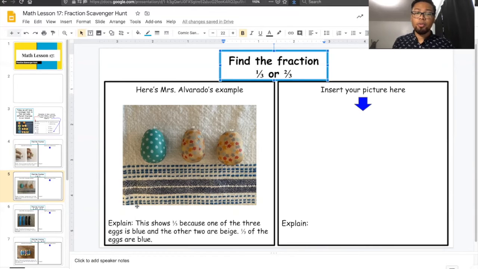So she showed 1/3, and she said, this shows 1/3 because one of the 3 eggs is blue and the other 2 are beige. 1/3 of the eggs are blue. So as you can see, there's one blue egg right here, and the other 2 are beige or tan color, and that is 1/3. So over here, I want you to go ahead, look in your home, see if you can find a fraction of 1/3 or 2/3.